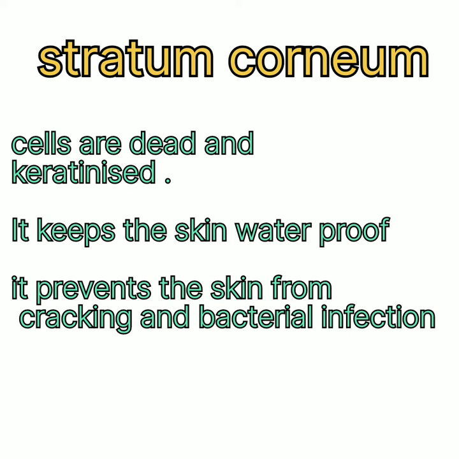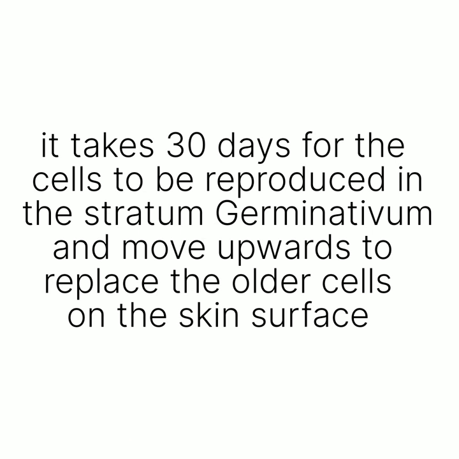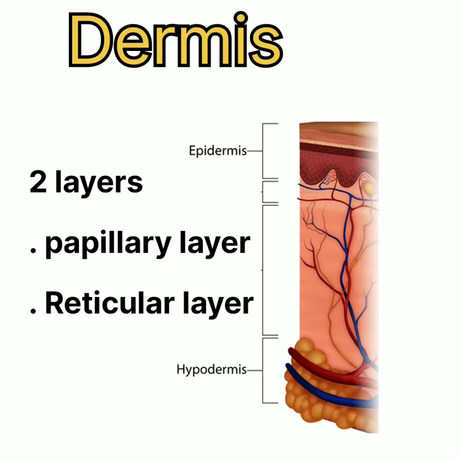Stratum corneum. Cells are dead and keratinized in this layer. Its function is to keep the skin waterproof. It also prevents the skin from cracking and protects it against bacterial infection. It takes 30 days for the cells to be reproduced in the stratum germinativum and move upwards to replace the cells on the skin surface.